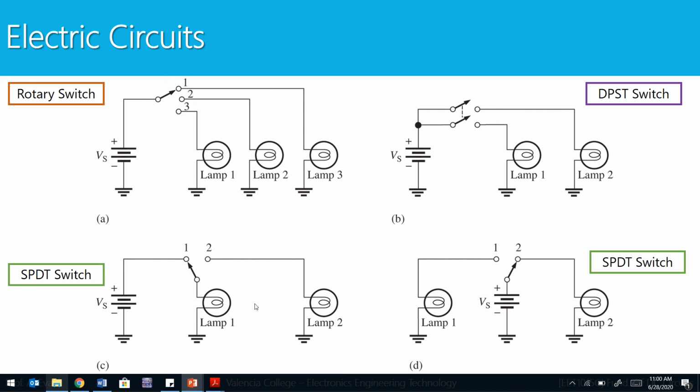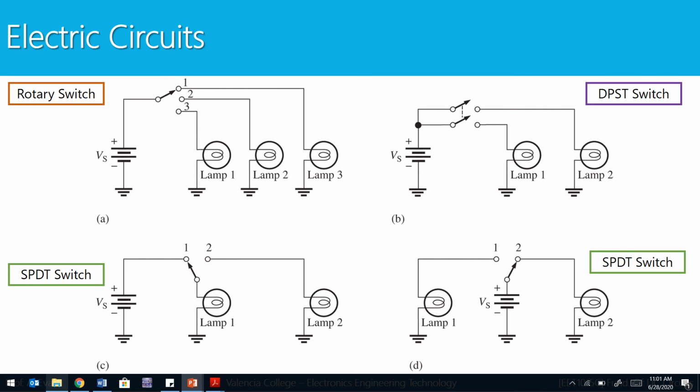Notice that this picture and this picture represent the exact same circuit. They're not drawn the same. Notice that lamp 1 is on the left, lamp 1 is in the center here. They're not drawn the same, but they are the exact same circuit. Why are they the exact same circuit? Because the path of current is exactly the same.